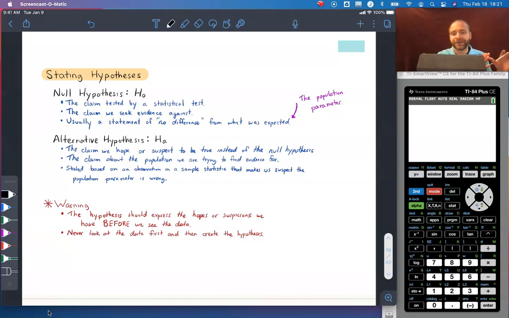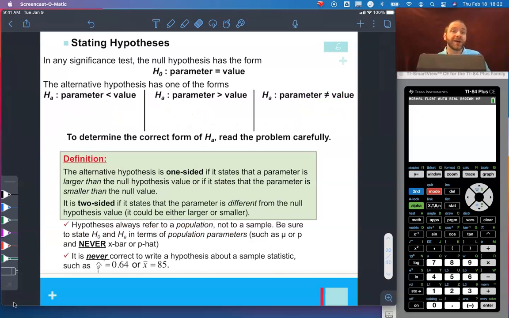Never look at the data first and then create the hypotheses. Don't be that student. When we're dealing with the hypotheses, the null hypothesis always has the form H sub 0: the parameter equals the value, the claim. The alternative hypothesis has one of three forms: the parameter less than the claim, the parameter greater than the claim, or the parameter not equal to the claim.